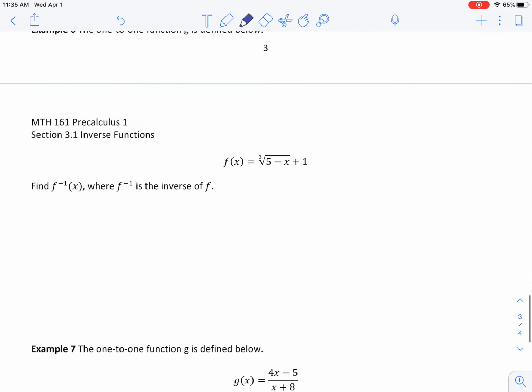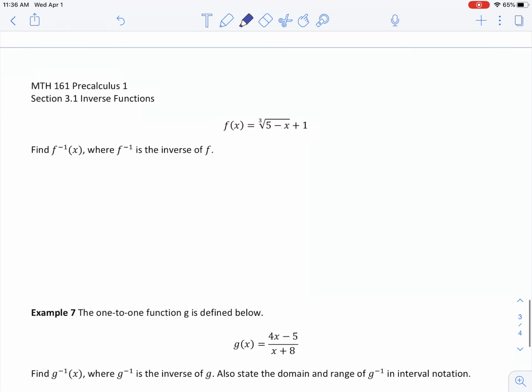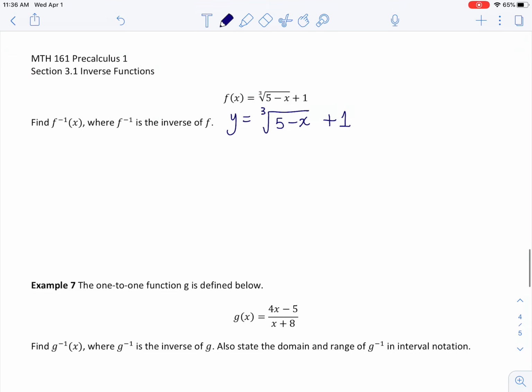Let's try a couple of other types of functions. Now this one, well, look, my f of x this time has a cube root. So later, when we write the inverse of f, we will have cubing involved, right? So let's try this one together. So first of all, change your f of x to y. You get y equals cube root of 5 minus x. And then notice the plus 1 is outside, right? Now, this is a great start.